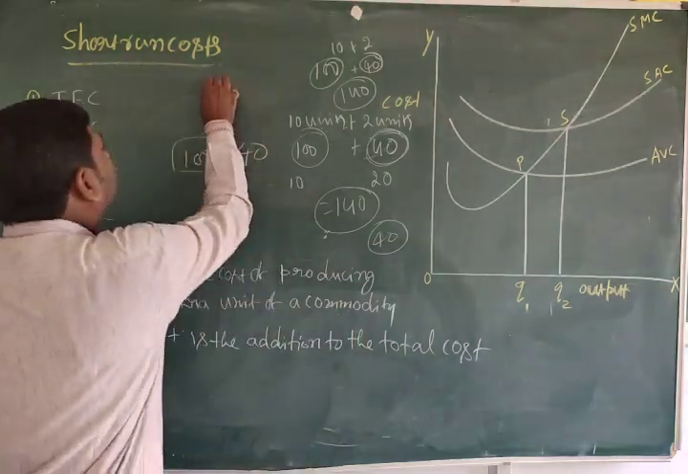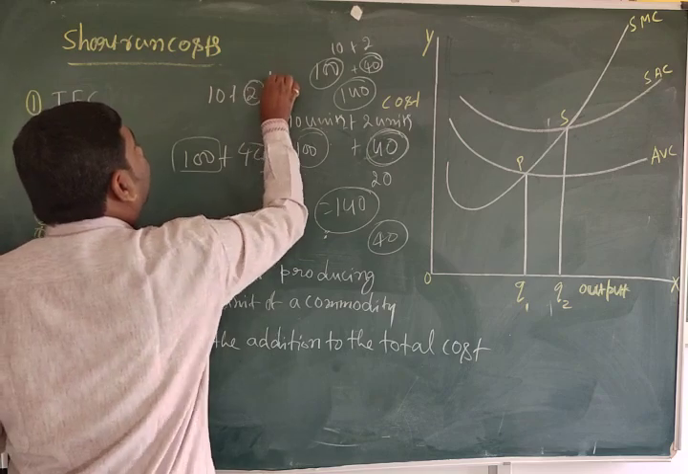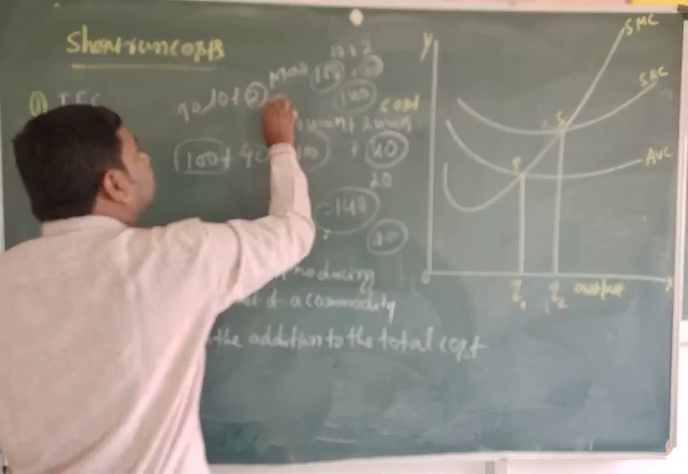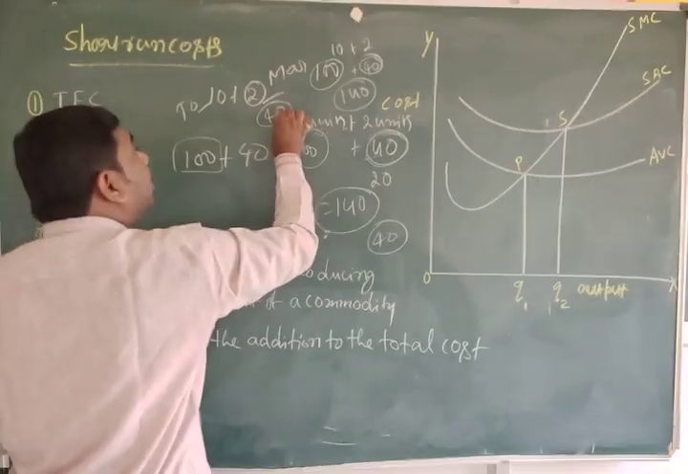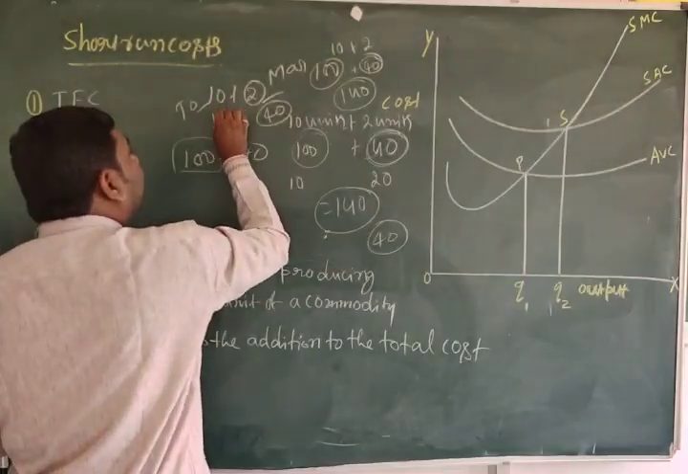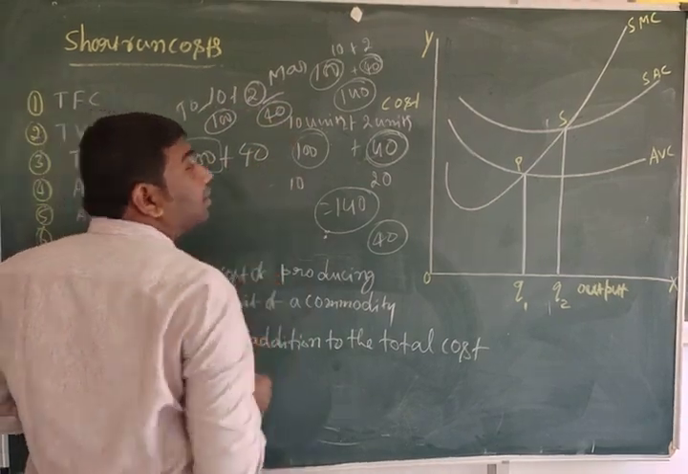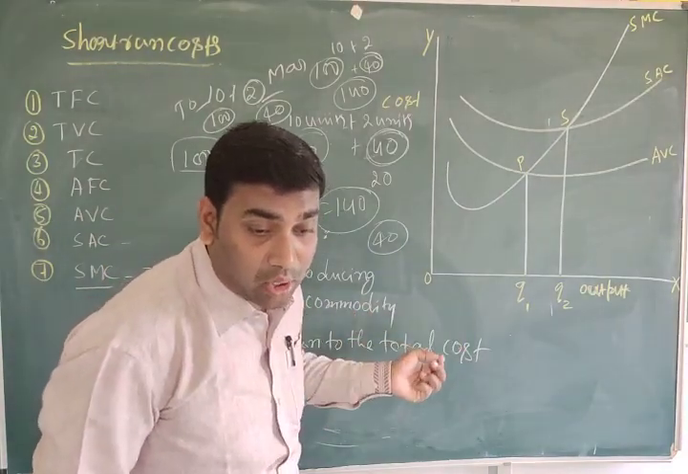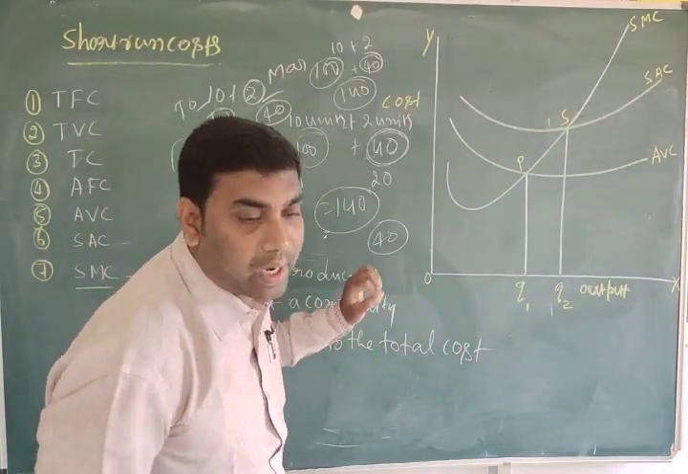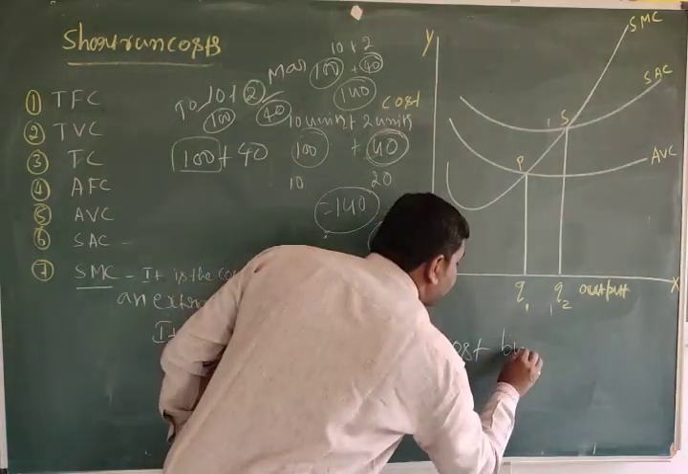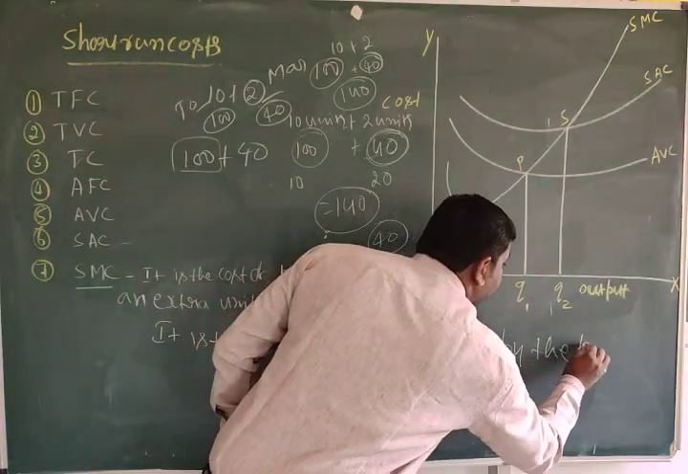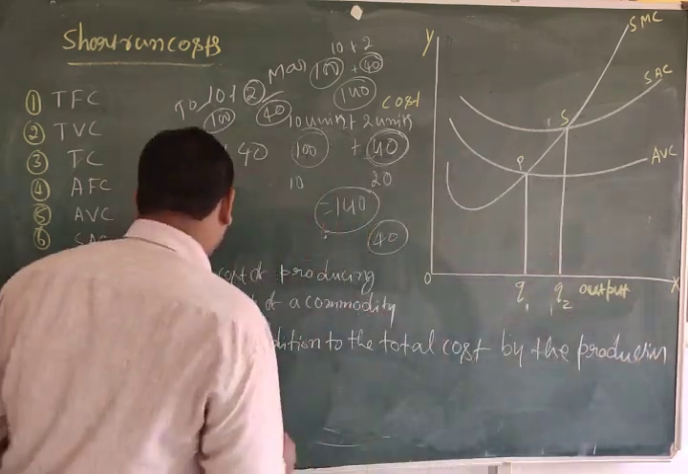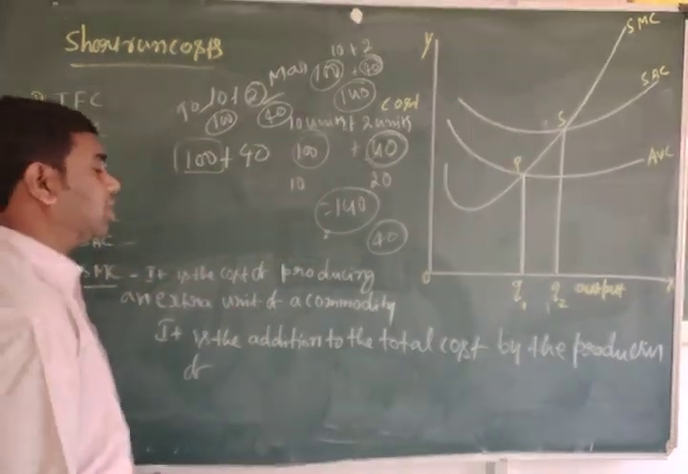So here 10 is the total product plus 2 is the marginal product. This is the total product, and this is the marginal, the extra. To produce this, how much? 40. So this is marginal. To produce this, 100. So 40 is the marginal cost and 100 is the total cost. It is the addition to the total cost by the production of an additional commodity.